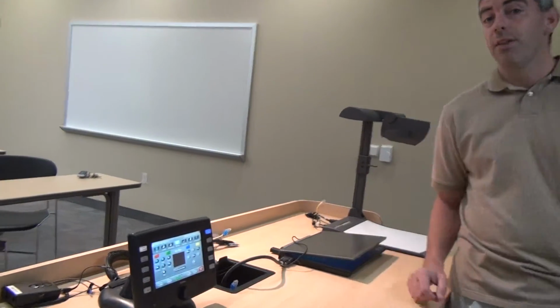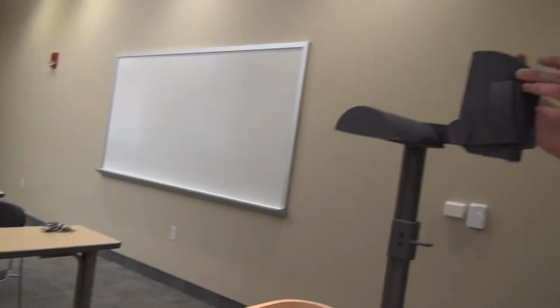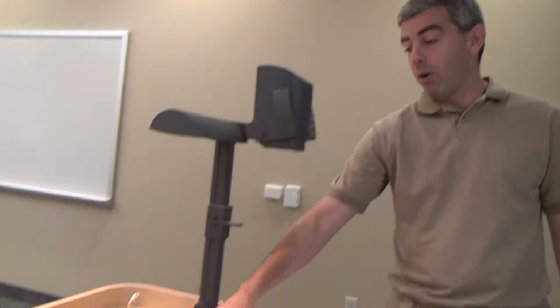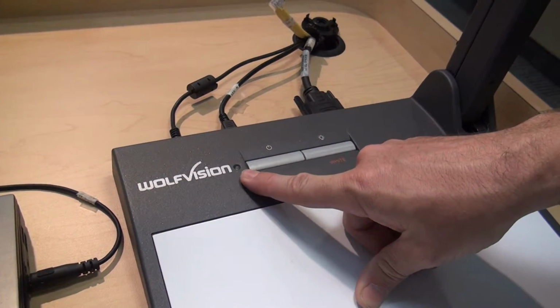The next thing we have on there is our document camera, and our document camera is located on the right side of the teacher station here. The power button's in the back. When I press the power button, the light blinks green. When that becomes a solid green, I'll know that it's ready to go.